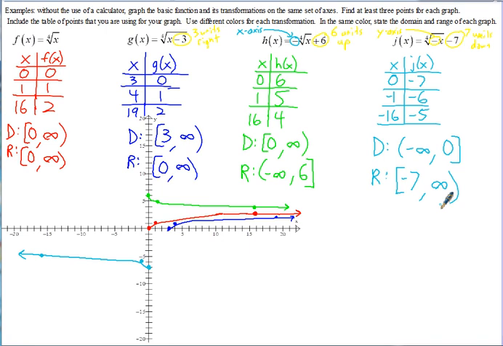And that concludes the notes for AP Calculus on the topic of graphing and transformations.